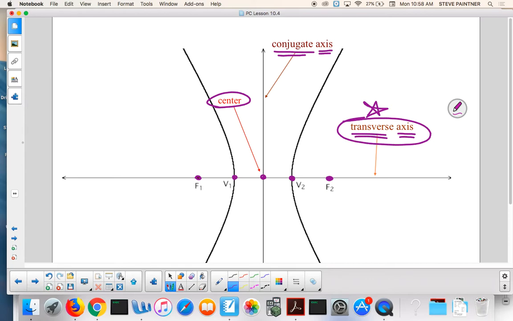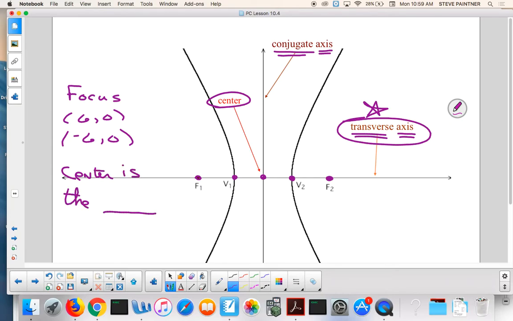Now this, I'm telling you, is the most important thing because this controls your a squared. Remember a squared was so important to us in the ellipse. It's going to be important in hyperbolas. So what if I gave you this? What if I gave you a focus at 6, 0, and negative 6, 0? Where's the center? Yeah, the center is going to be 0, 0, but the center is what do you think the big word is?